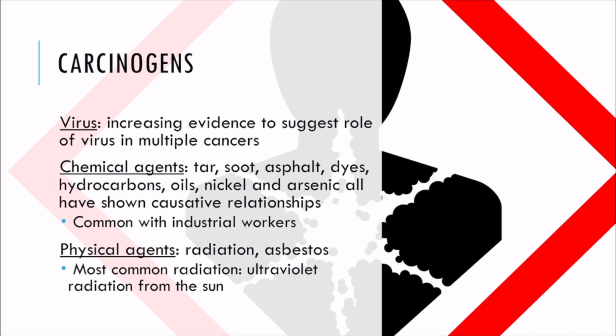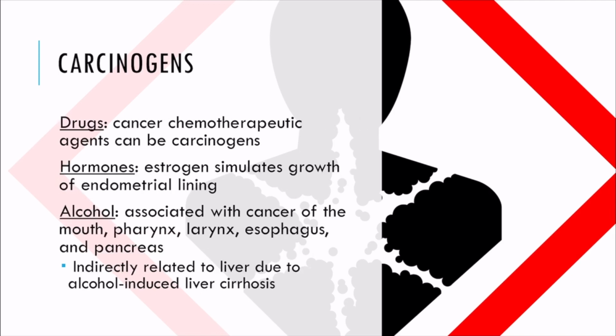So the carcinogens are agents that are involved in causing cancer, and this is listed out in your notes for you, so I don't need to read everything. But there's a lot of evidence to show the role of viruses as the inducing agent, and a number of chemical agents if you're exposed to them, if you're breathing them in on a regular basis. This puts a lot of our industrial workers at risk. Physical agents, obviously the most common physical agent that causes cancer is the ultraviolet rays from the sun. There's a whole host of drugs.